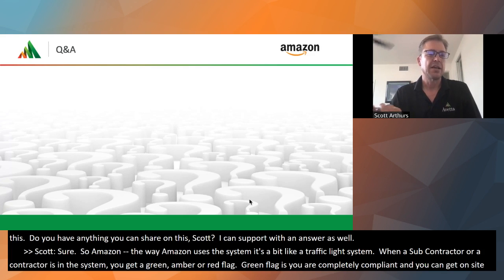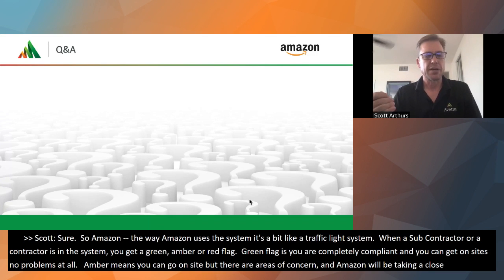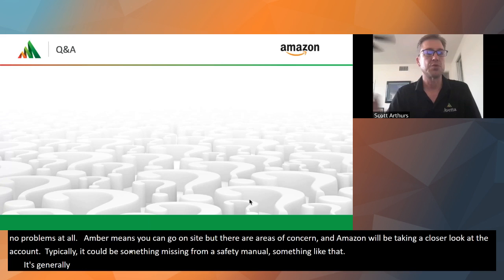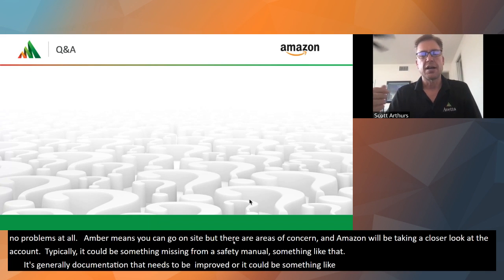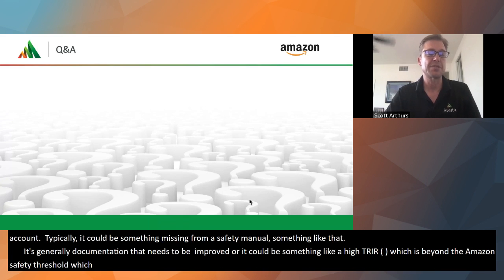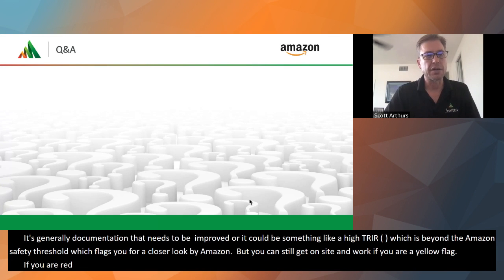Amber means you can still go on site, but there are some areas of concern, and Amazon will be taking a closer look at that account. Typically, it could be something missing from a safety manual. It's generally a documentation thing that needs to be improved, or it could be something like a high TRIR, which is beyond Amazon's normal safety threshold, and it really just flags you for a closer look by Amazon. But you still can get on site and work if you're yellow flagged. If you're red flagged, you should expect to be stopped at the gate and not get on site and perform work.